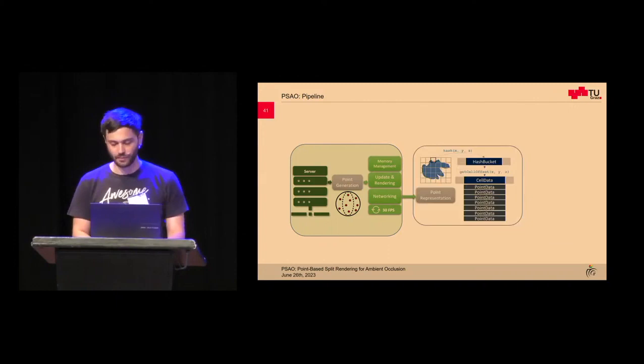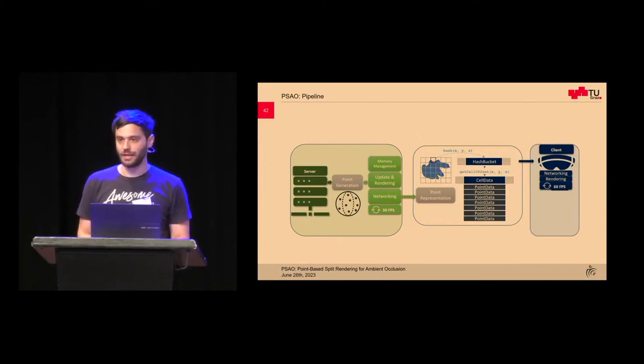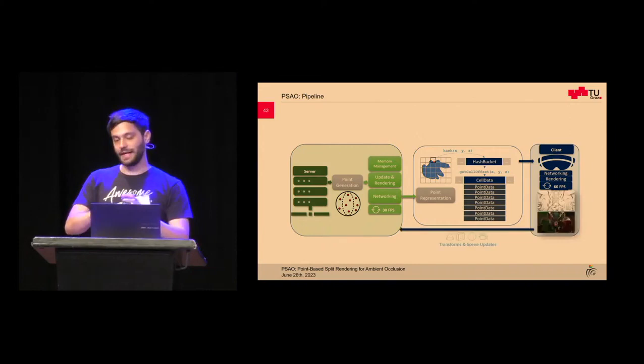Then we have our point representation, which in our case is a hash grid. So we have a hash table that maps a 3D grid for each mesh instance towards a virtual cell data array. This is very efficient to look up, but also saves memory compared to using a dense grid. The client then receives this point representation and can render autonomously at whatever frame rate it wants to produce the AO reconstruction, a final AO buffer that it can then composite on top of the color information of the scene. Now let's dive into some of these individual blocks a bit deeper.